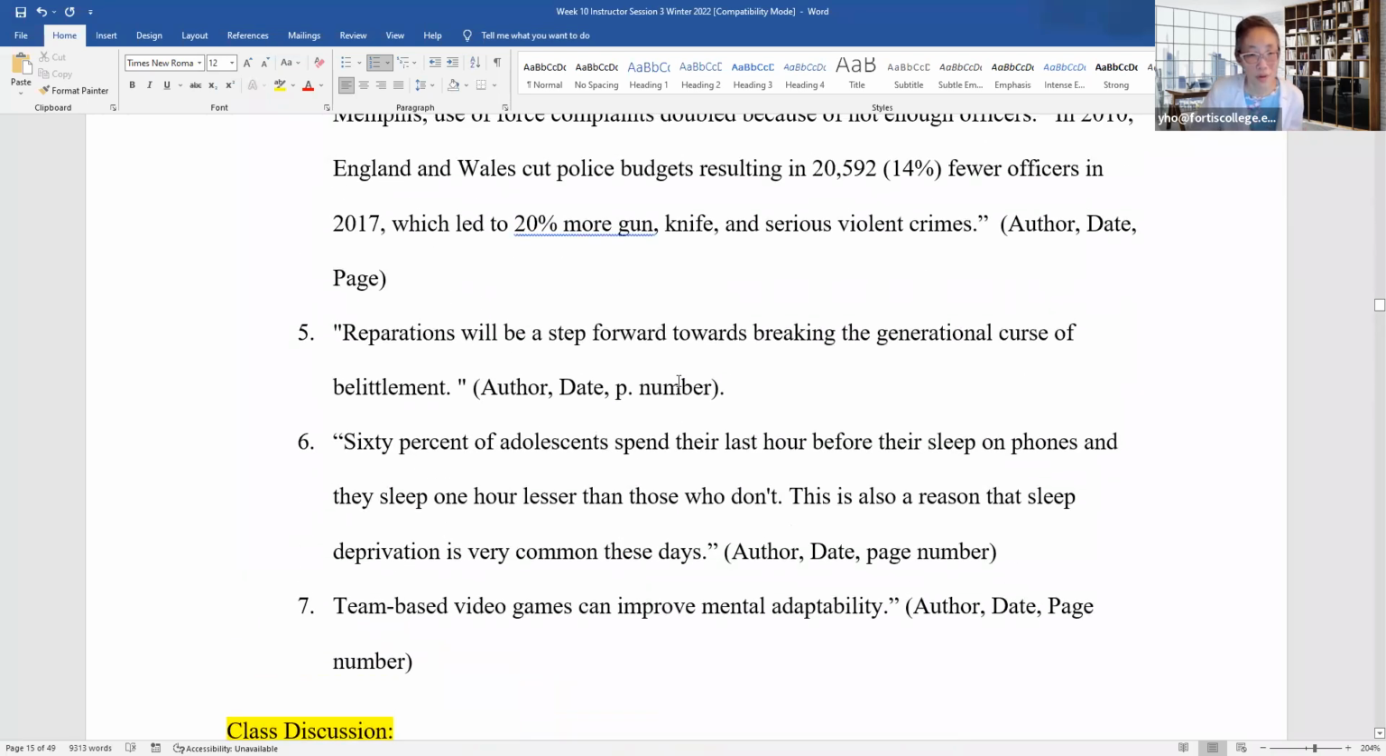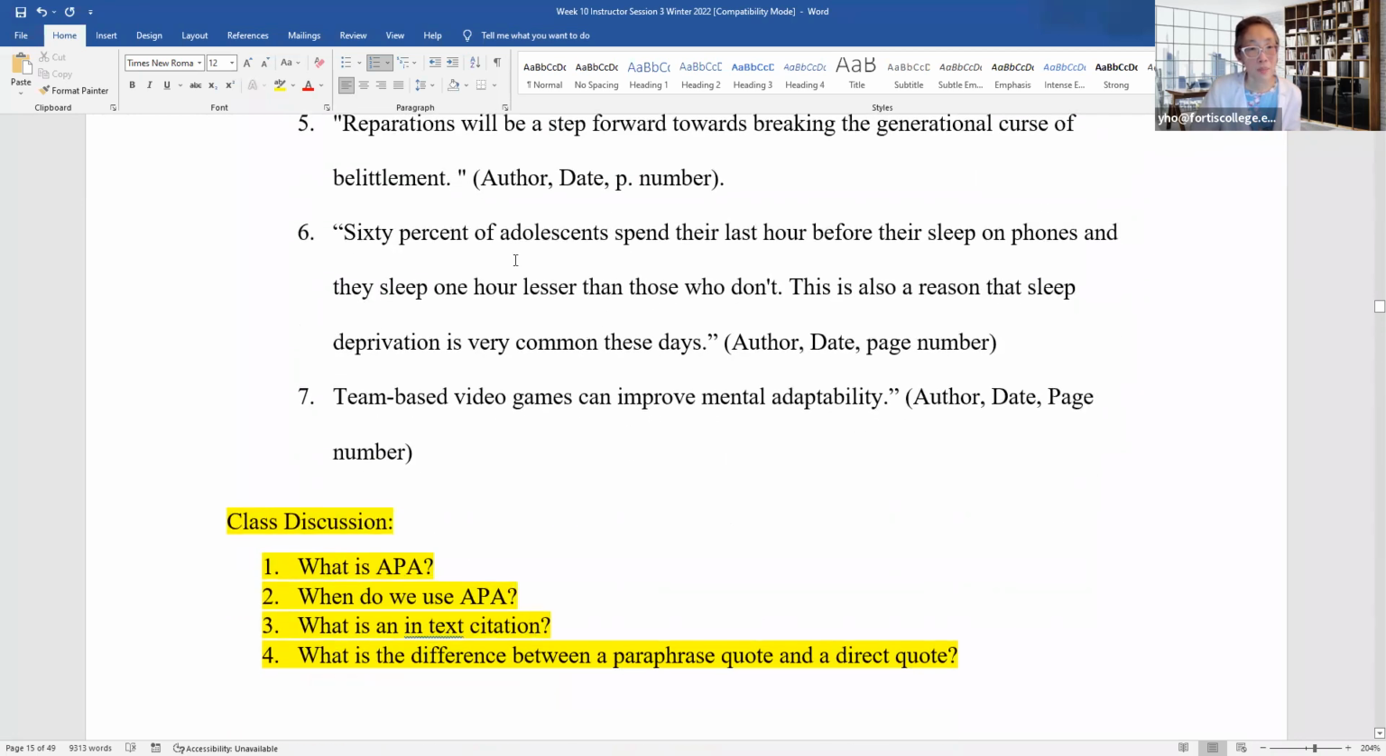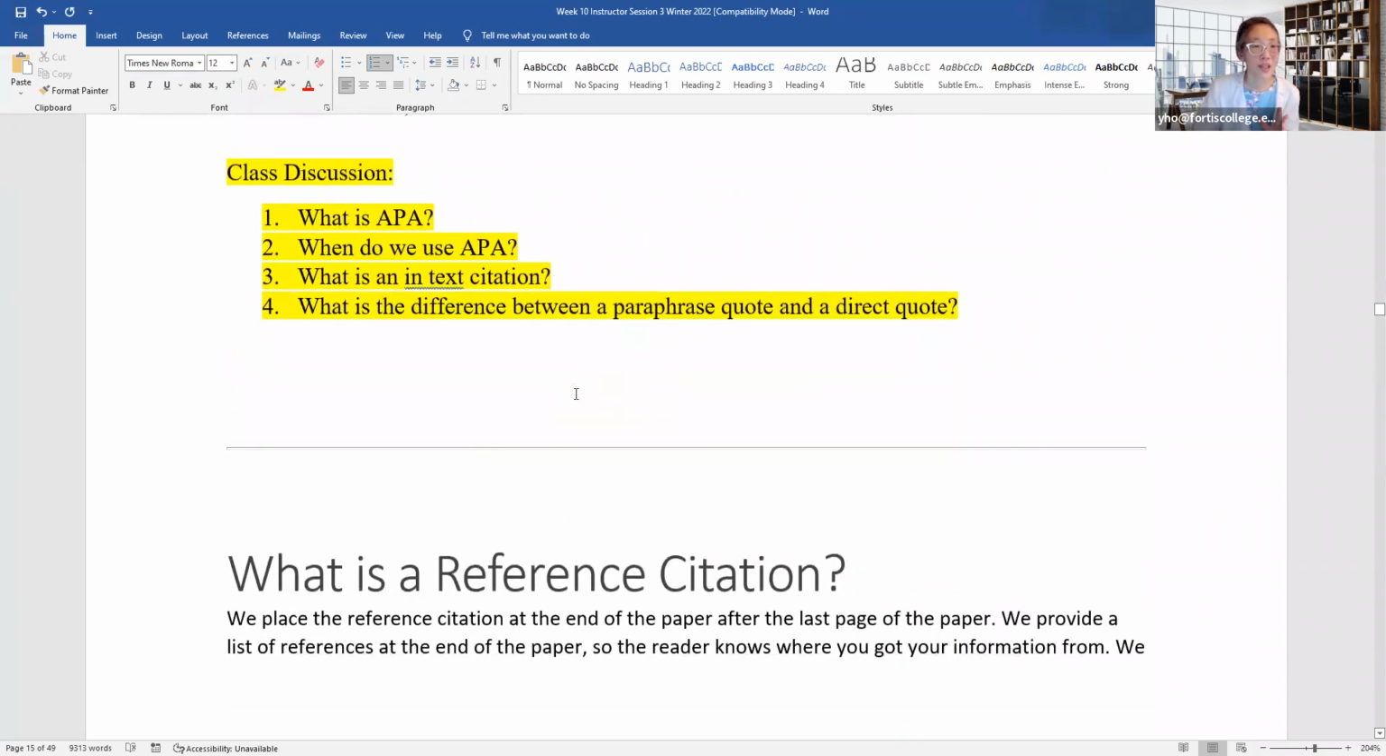Reparations will be a step forward toward breaking the generational curse of belittlement. This has to do with racism. And so here is a historical fact, and you need an author, date, and page number. And 60% of adolescents spend their last hour before sleep on phones, and they sleep 1 hour less than those who don't. This is a reason that sleep deprivation is very common these days. And so author, date, and page number, because this is a direct quote in-text citation. And so this should be very clear.